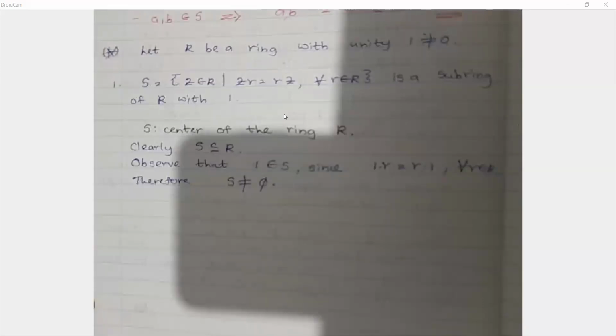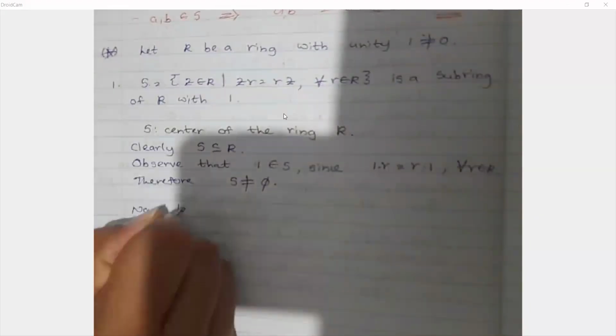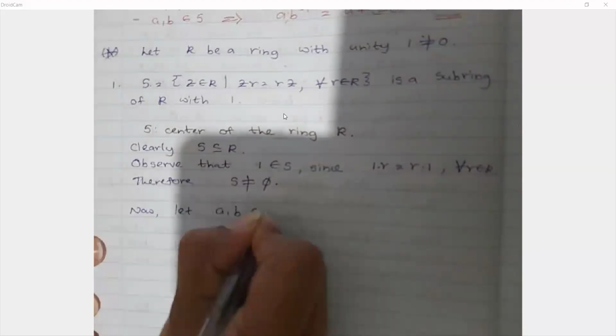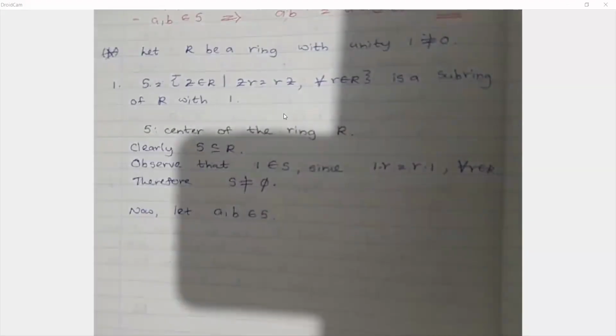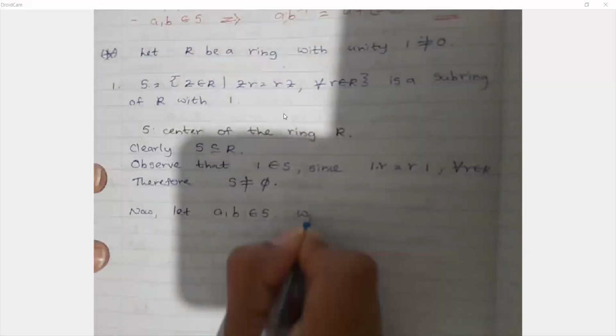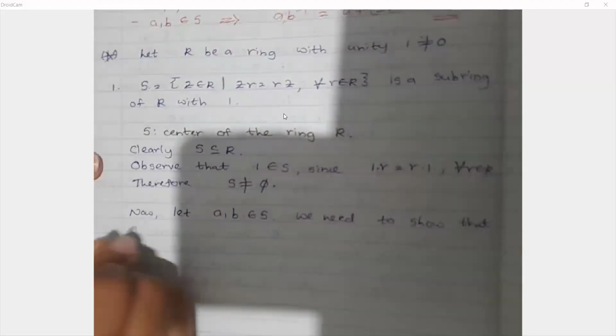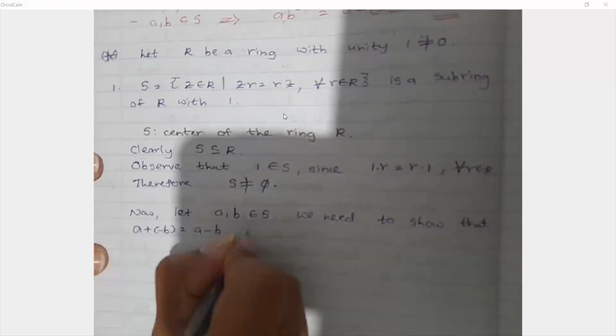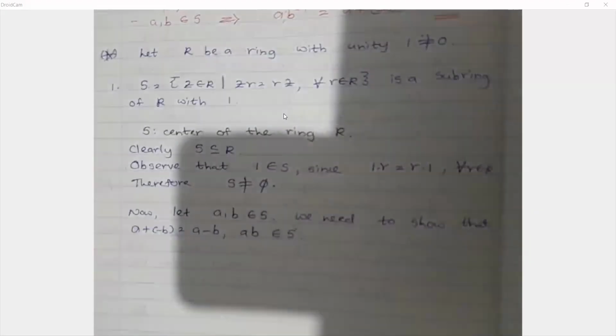Okay, now to show that S is closed under subtraction and multiplication, let's take any two arbitrarily chosen elements a and b from S. In order to show that S is closed under subtraction, we have to show that a minus b is in S, or in other words, a plus minus b, and that a times b is also in S.